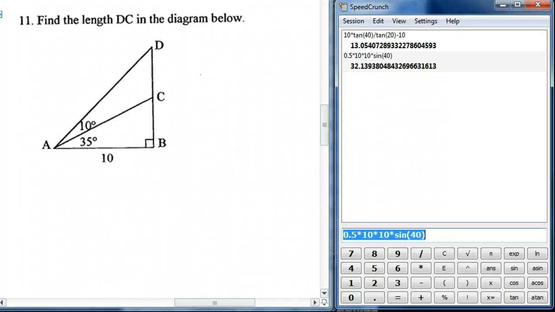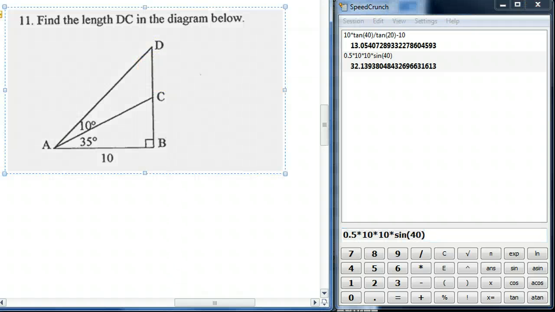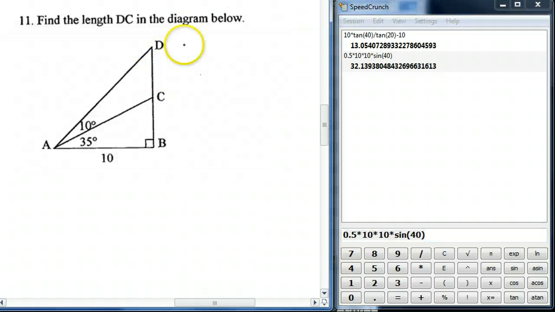Hello, in this video we want to find length DC in the diagram. So that is the length right here. And what I'm going to do to help my work is give that length a name, I'm going to call it X. So what I see is that X is part of triangle ACD, which is not a right angle triangle, meaning I can't apply my primary trig ratios.